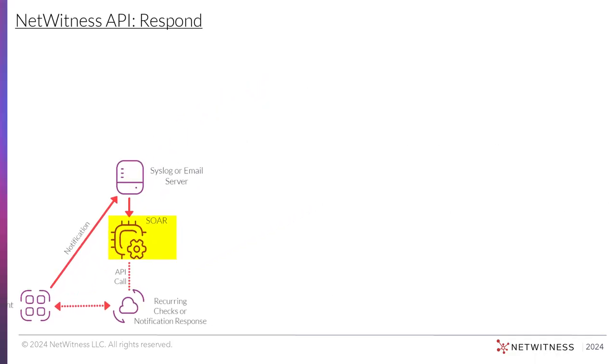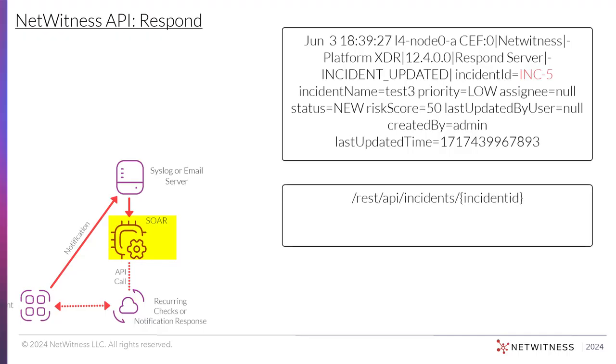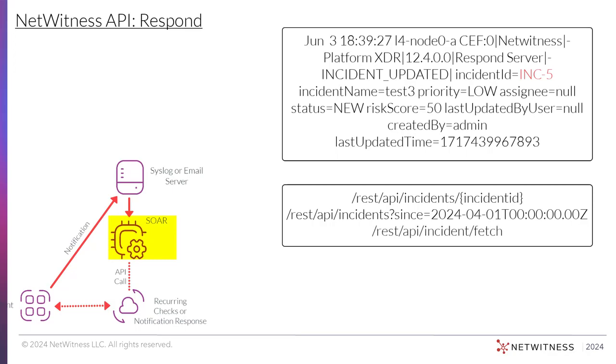Once you have been notified, that notification should include the incident ID, which you can pass into the REST API incidents incident ID query. Or if you are manually fetching incidents, you might have a playbook that collects all incidents within a time frame, which would be the REST API incidents query. Or you might get them specifically by name, which would be with the incidents fetch command.